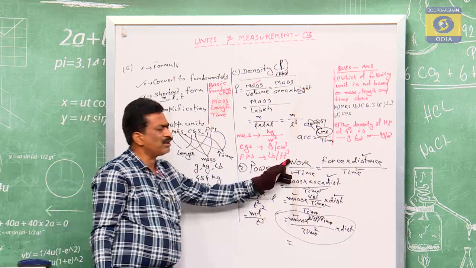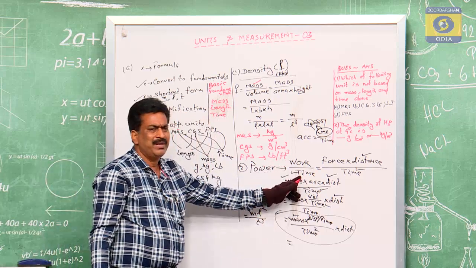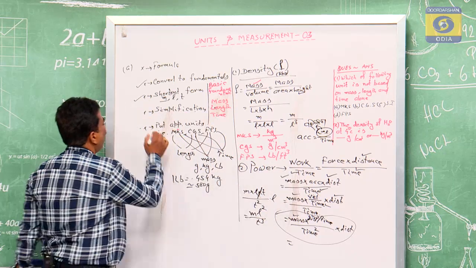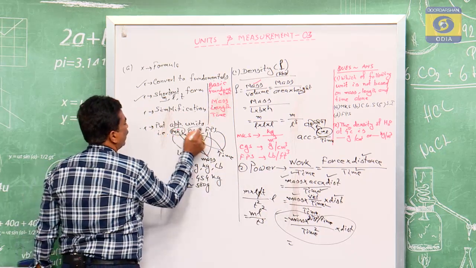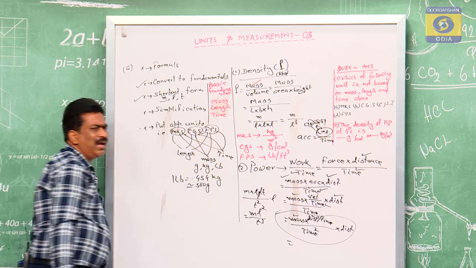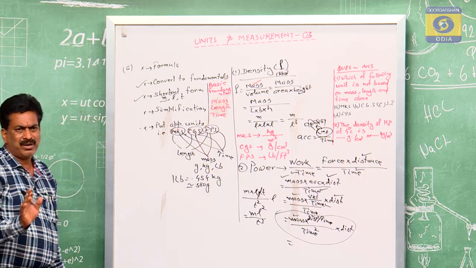So this will be the work. So work by time. Therefore you put that one and you have to find what will be in the MKS, CGS and FPS. Are you clear to my point?